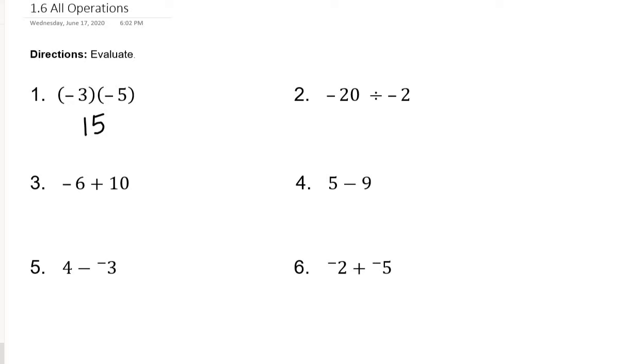Problem 2, I have a division problem, -20 divided by -2. Again, I have same signs on both numbers. They're both negative. So my answer is going to be positive. So in this case, it's positive 10.